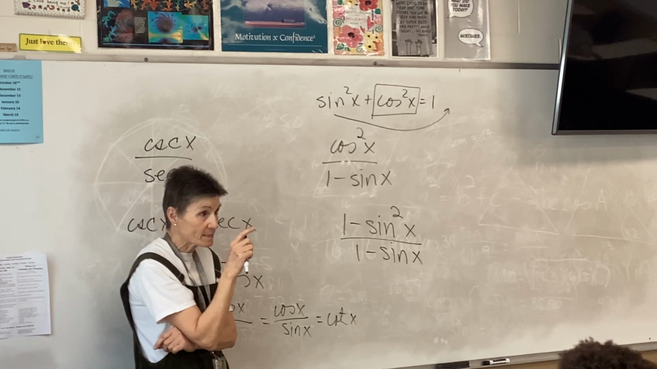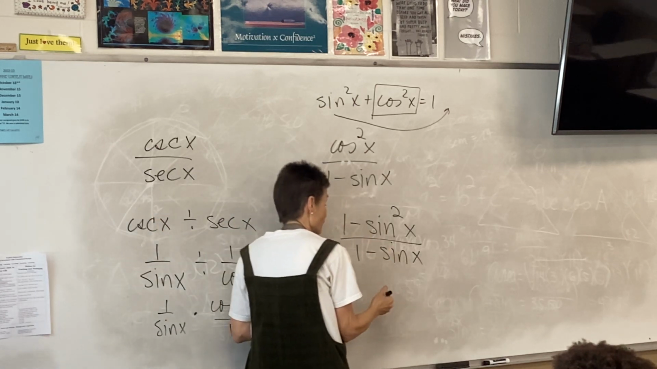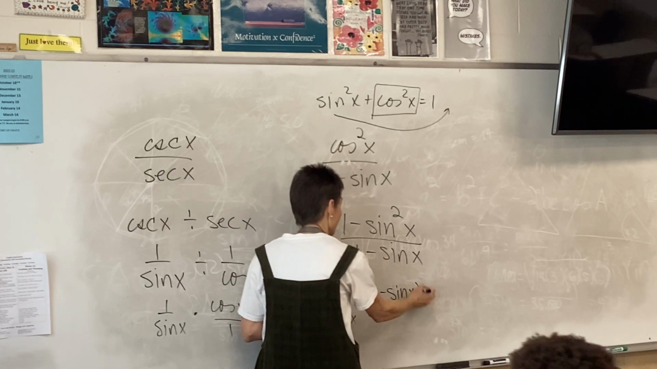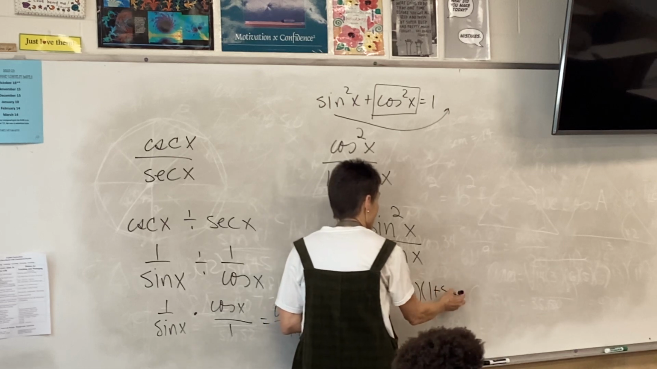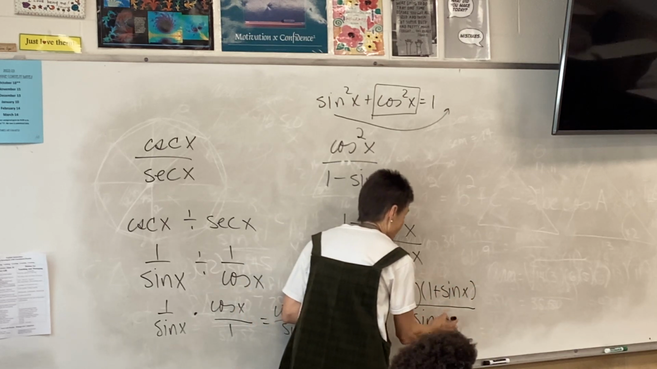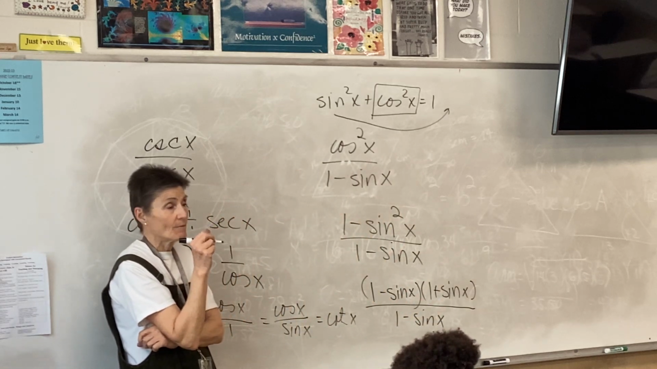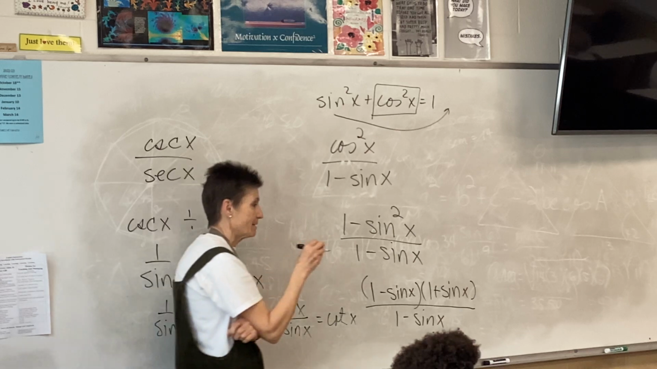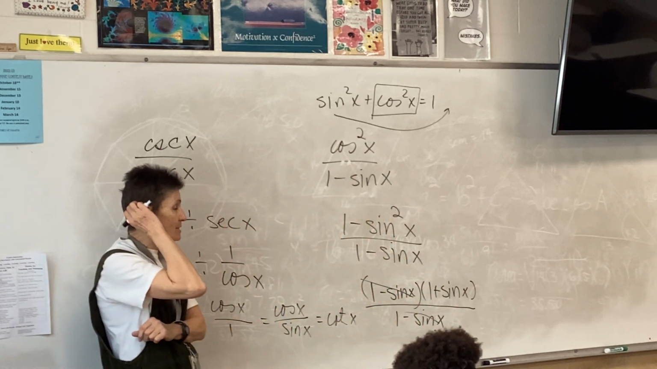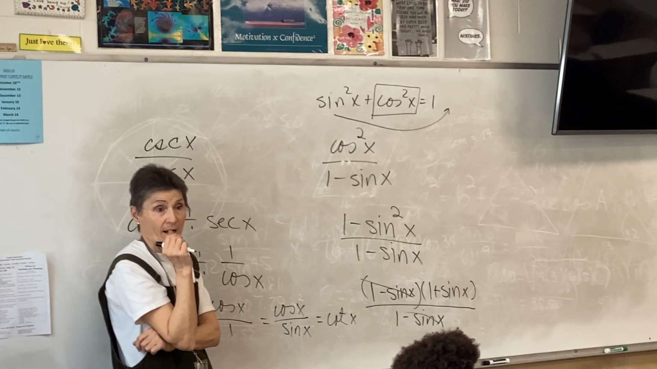It's the difference of squares. And how do we factor the difference of squares? 1 minus sine, 1 plus sine. Once you have factored, then you can cancel. So the answer ends up being just 1 plus sine.